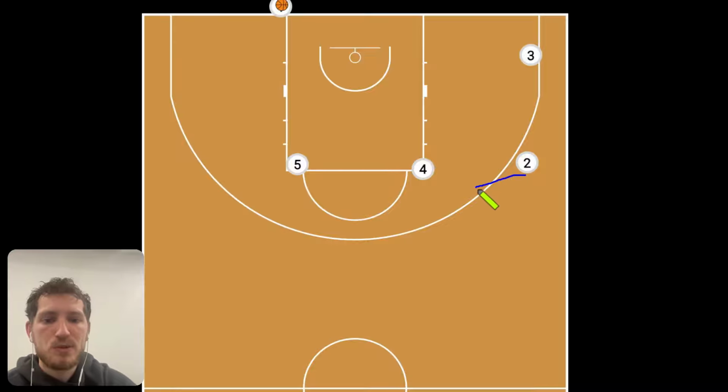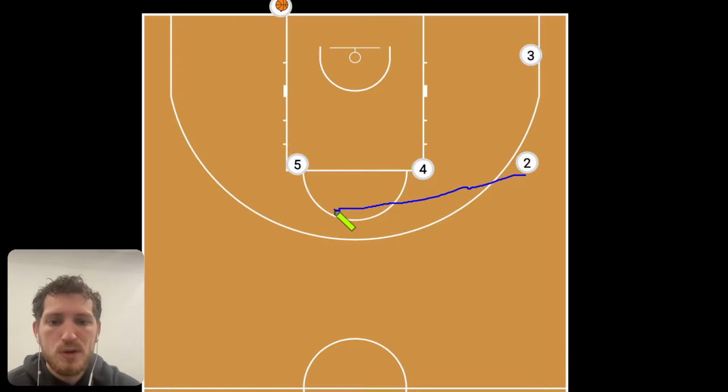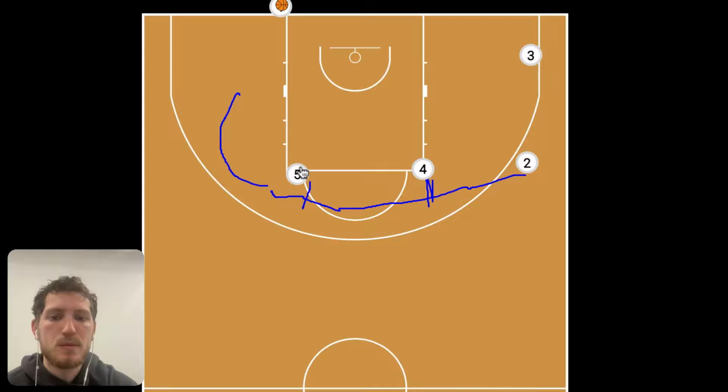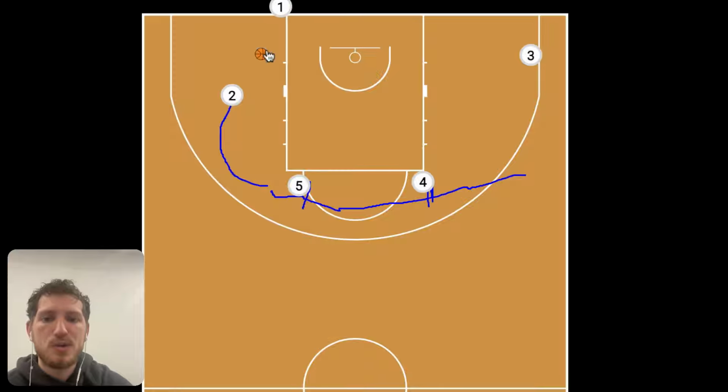As that happens, number 2 is cutting all the way over to the opposite side of the floor to about right here. But as that's happening, number 4 and number 5 are both setting 2 stagger screens on the way over for number 2. We're either going to get a wide open shot here or a layup for number 2. Now let's look at the Toronto Raptors run this play a few times back in the DeMar DeRozan and Kyle Lowry era. Okay, so here is the play being run by the Toronto Raptors.